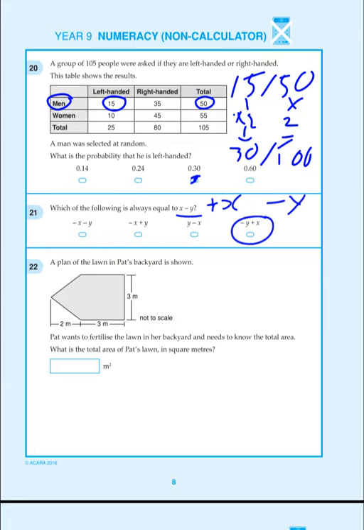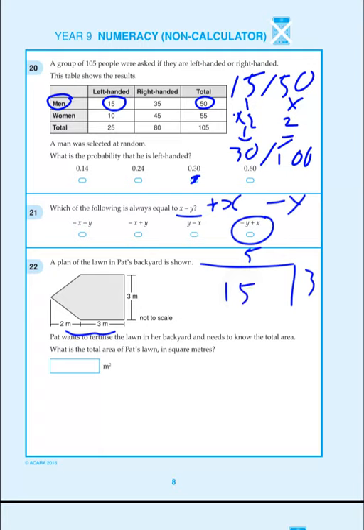Question 22. The plan of the lawn in Pat's backyard is shown. Pat wants to fertilize the lawn in her backyard and needs to know the total area. What's the total area of Pat's lawn in square meters? So 2 and 3 is 5. So it's 5 all the way along, and it's 3 all the way up. So that makes 15. 5 times 3 is 15.